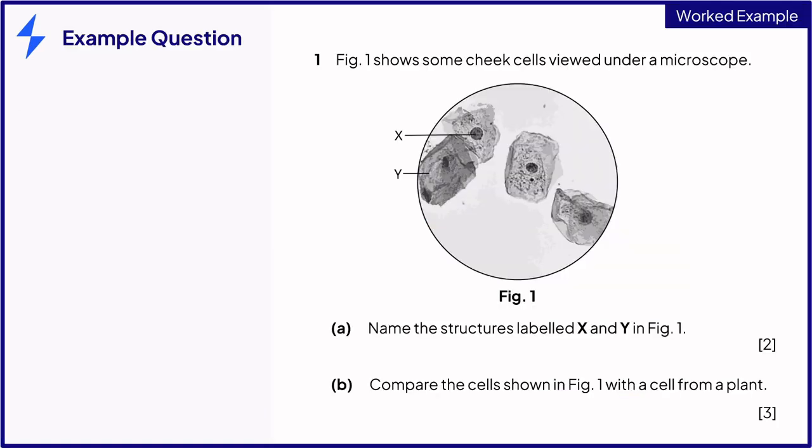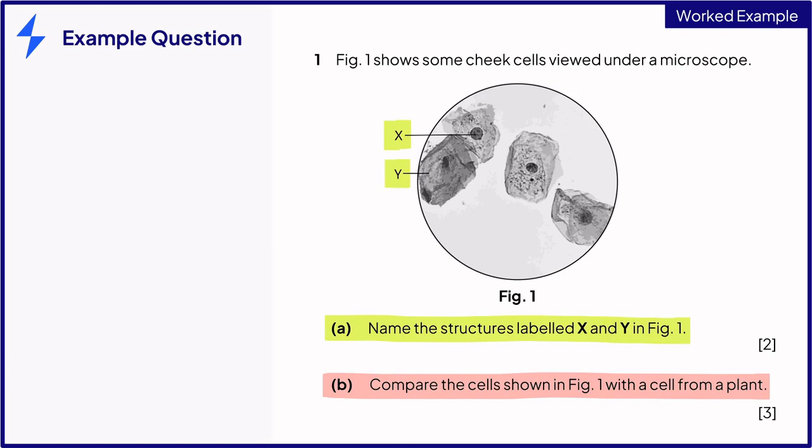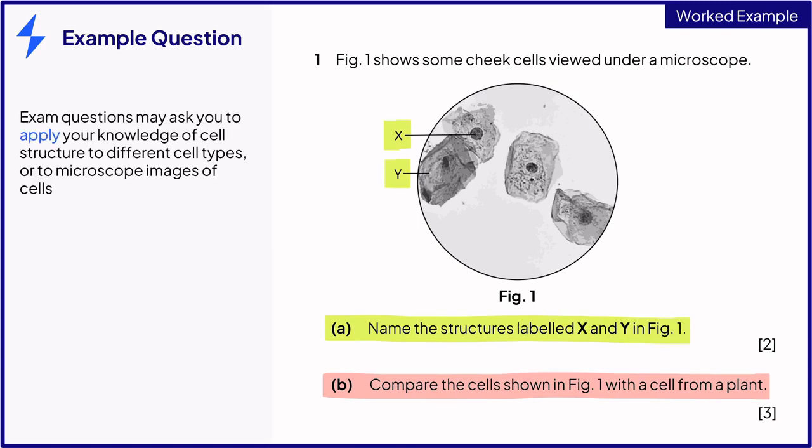This example question shows some human cheek cells as viewed under a microscope and asks us to name the cell structures labelled X and Y and then to compare these cells with plant cells. Note that you should be prepared to apply your knowledge of cell structure to new scenarios in this way. Such scenarios might include unusual cell types or photographs of actual cells that have been taken using a microscope.